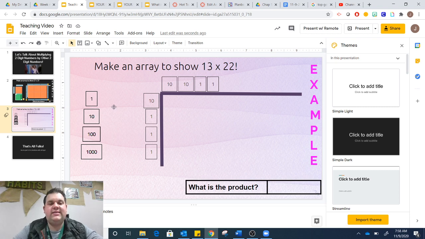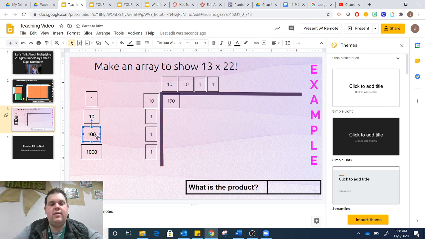So I know 10 times 10 is 100. So I'm going to put 100 there. 10 times 10 again is 100. And 10 times 1 is 10. And 10 times 1 again is 10. Now I've got 1 times 10, which I know is 10. 1 times 10 again is 10. And 1 times 1, and 1 times 1 again is 1.